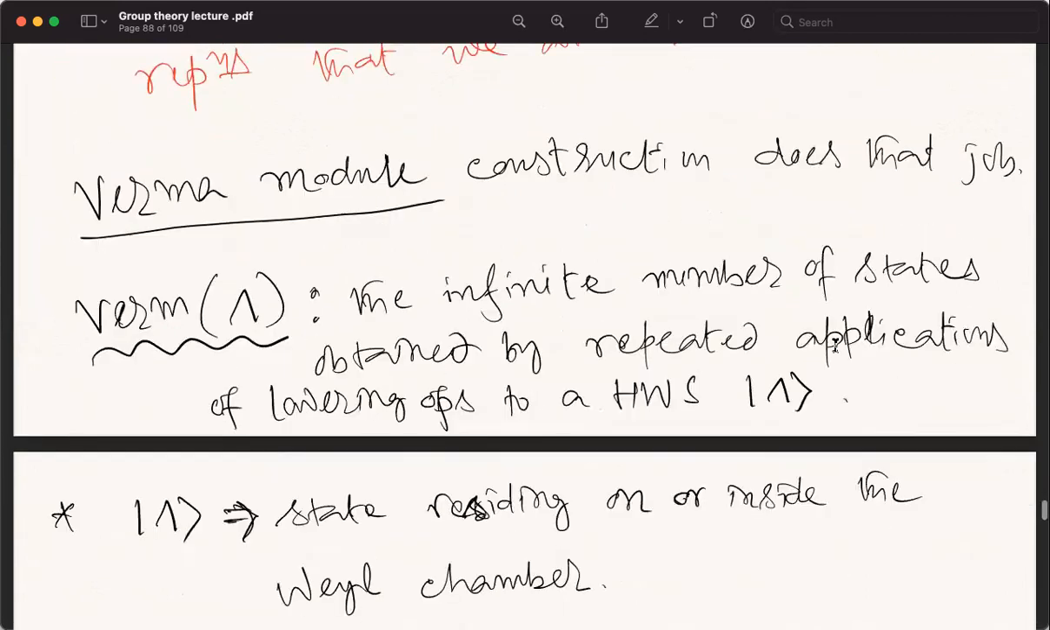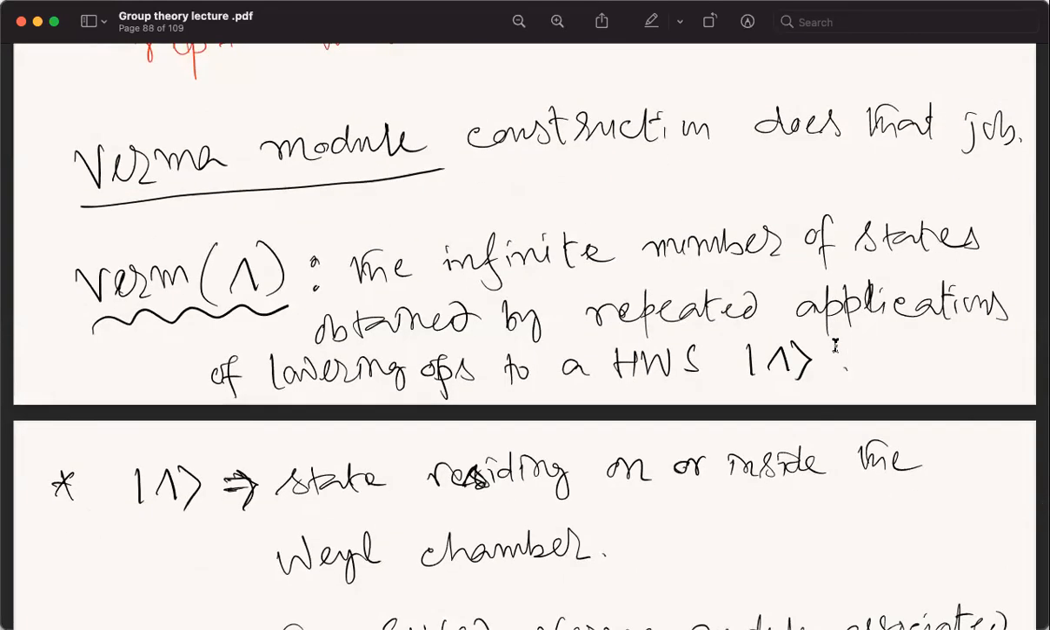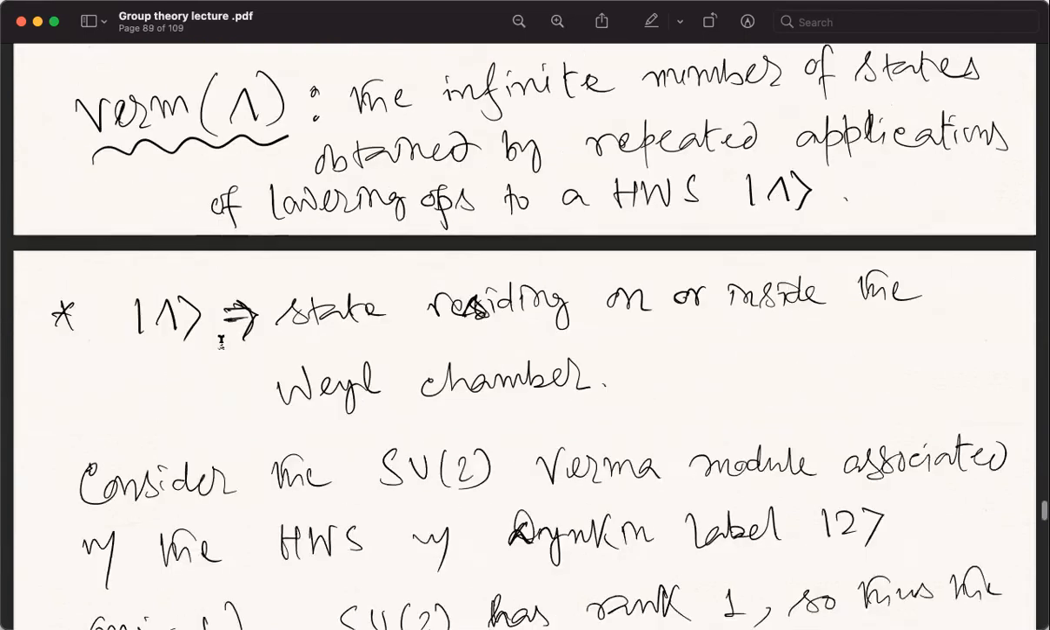Now here we will define something which is called the Verma module. The Verma module of lambda, the highest state, is defined as a collection of an infinite number of states obtained by repeated application of lowering operators to a highest state lambda. And if you want to collect them, this ensemble is called the Verma module. And this lambda, the weight vector of the state, resides on or inside the Weyl chamber, and that's what we have seen already repeated times.